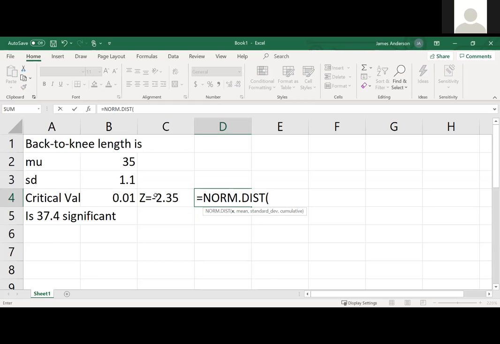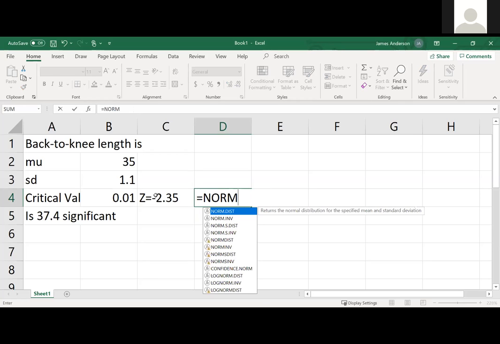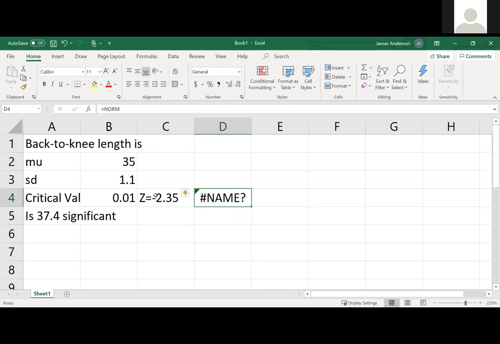0.01. Wait, it's not doing what it's supposed to be doing. One second. Versus the formula turns. Wait, it's not coming up the right one. I will figure out later. So anyway, it should be this.